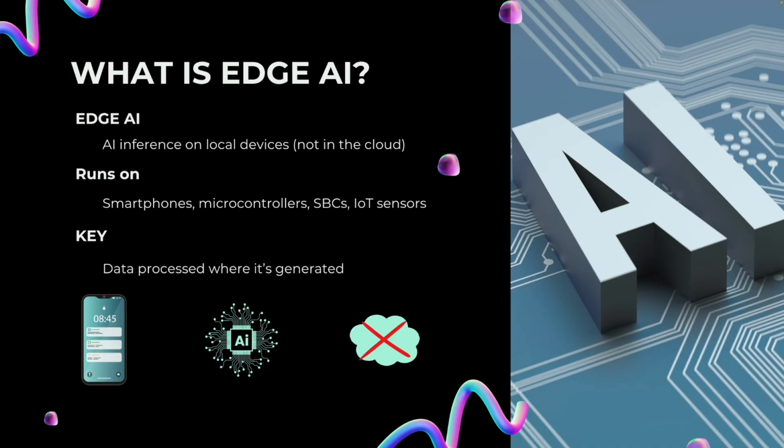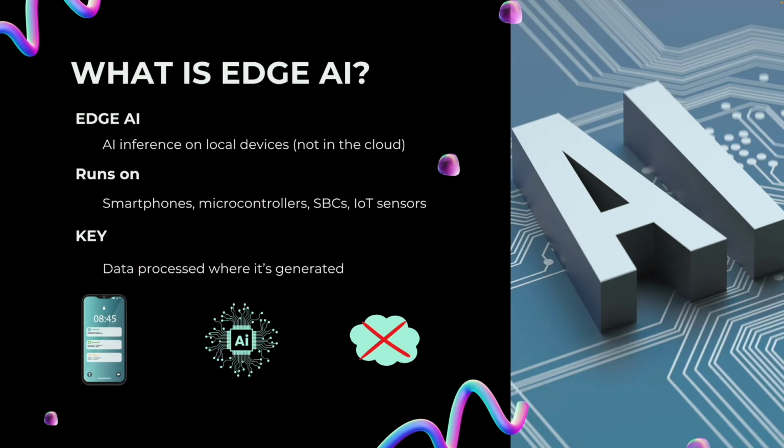So to summarize, Edge AI refers to deploying and running AI models directly on edge devices. These are resource-constrained devices like smartphones, microcontrollers, Raspberry Pis, or IoT sensors. Instead of sending raw data to a centralized cloud server for inference, the model runs locally, right where the data is generated. This approach leverages on-device compute resources such as ARM CPUs, embedded GPUs, or dedicated NPUs, or what we call neural processing units.